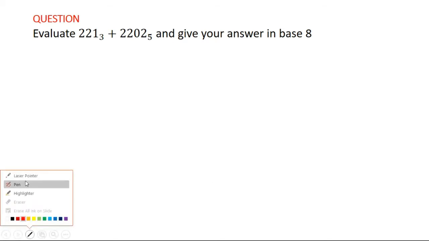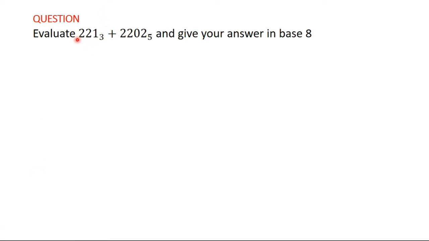Now look at what we are supposed to handle here. We have 221 and it's in base 3. We have 2202 and it's in base 5. In the previous video, the two numbers we were adding were all in the same base. This time, this is in base 3 and this is in base 5. So we can't add them straight away. And even on top of that, we are supposed to give our answer in base 8, which is a totally different base. Now, whenever you have a question like this, you have two ways of doing it.